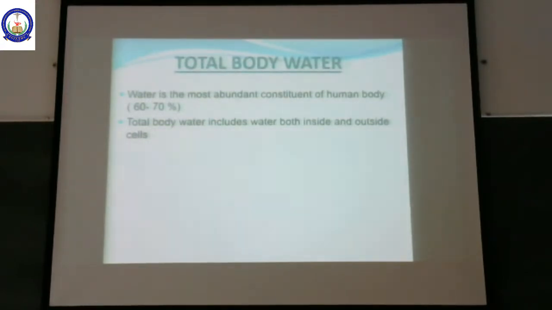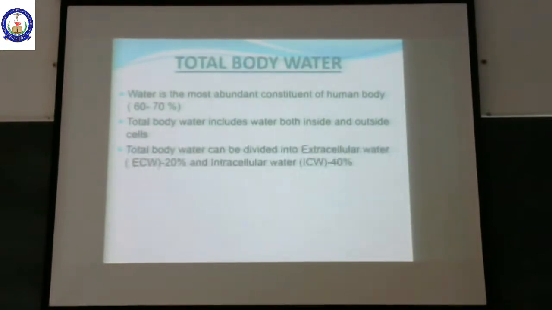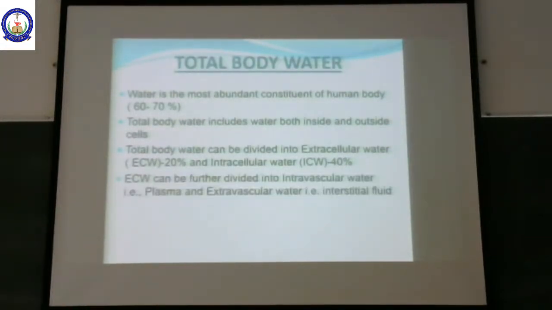Even inside the cells, for the functioning of those cells, the water is very essential. But outside the cells also, there will be water. So we can divide the body water into two compartments. One is known as the extracellular water that constitutes 20% of the total body water. That is, out of the 60 to 70% body weight which is water, extracellular water will be only 20% and the rest 40% will be intracellular water.